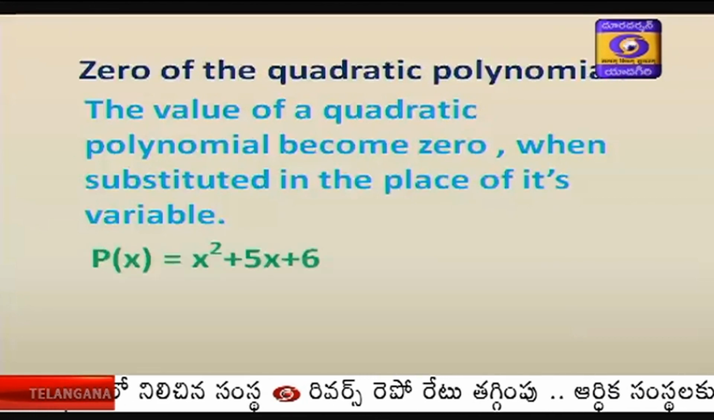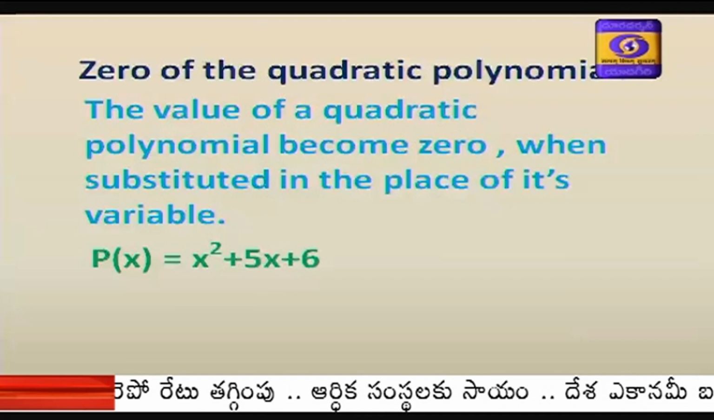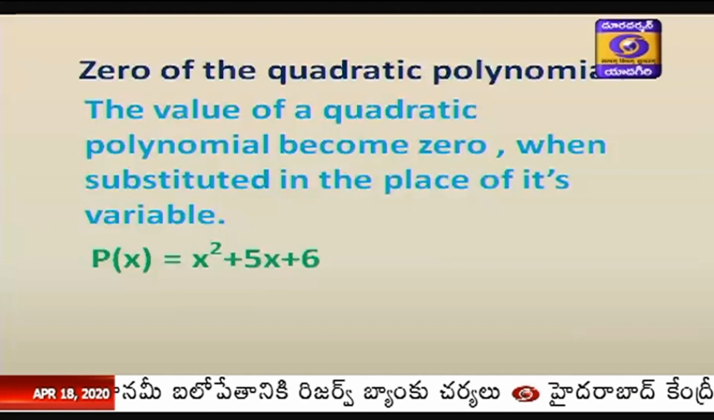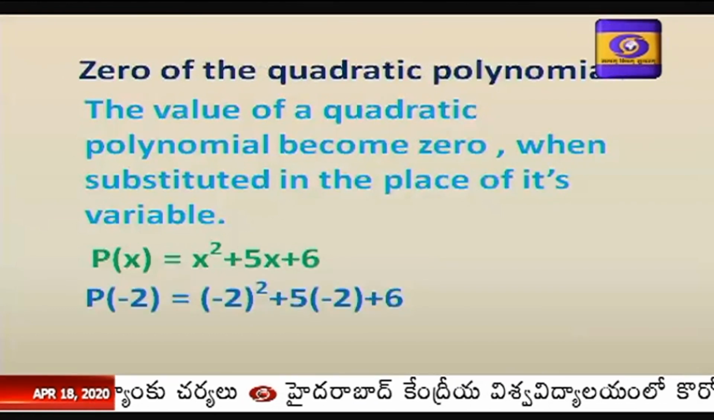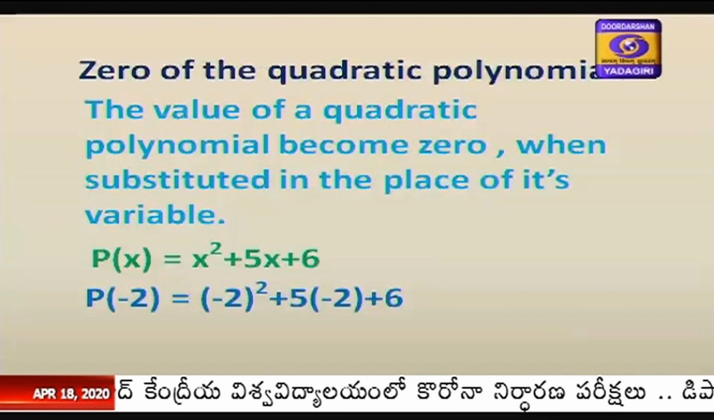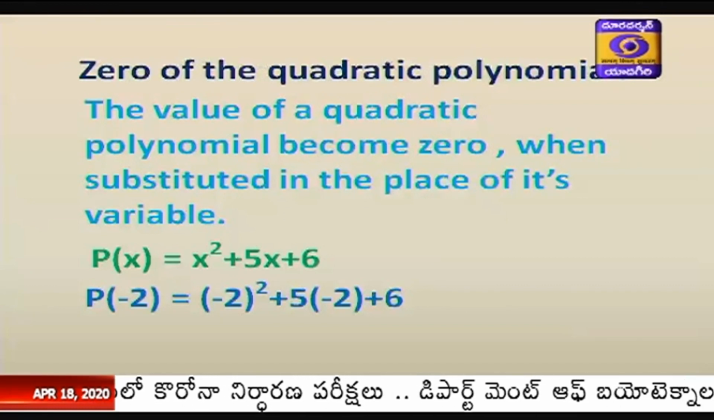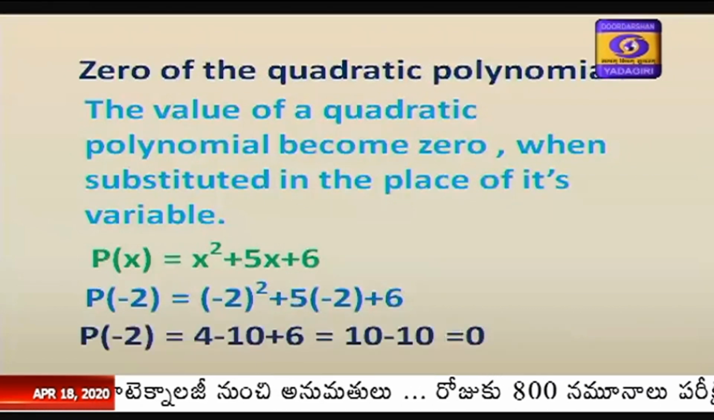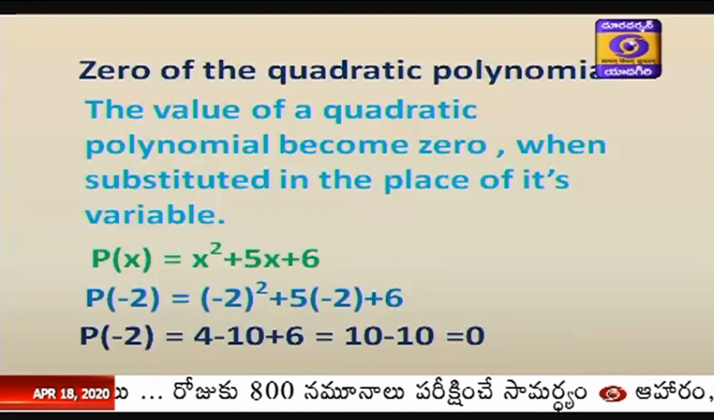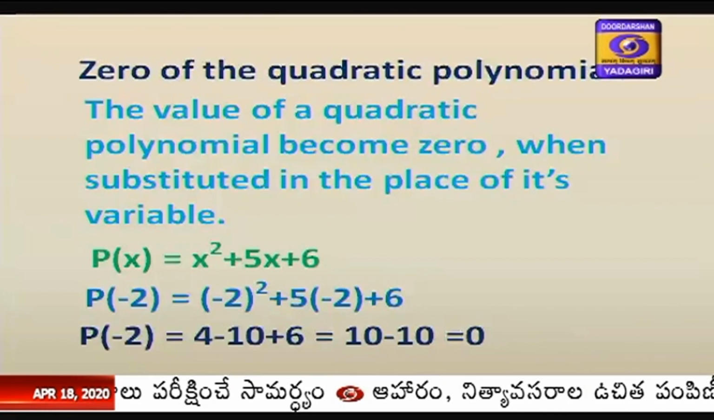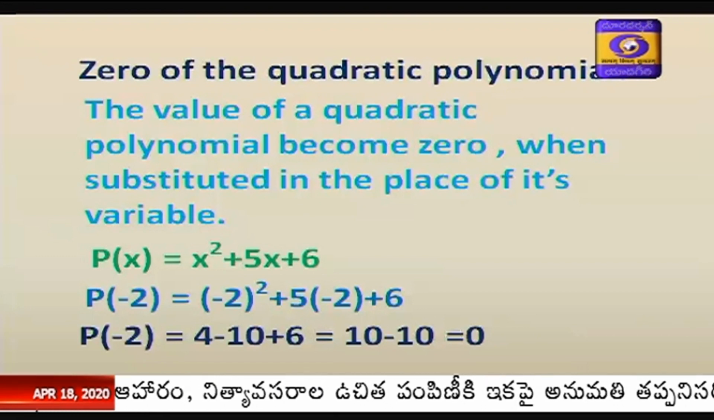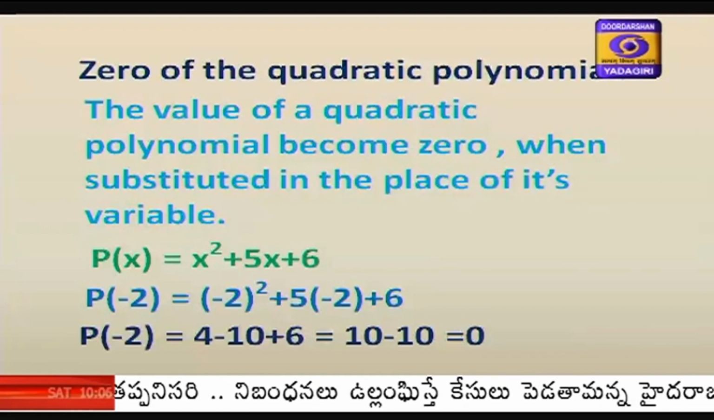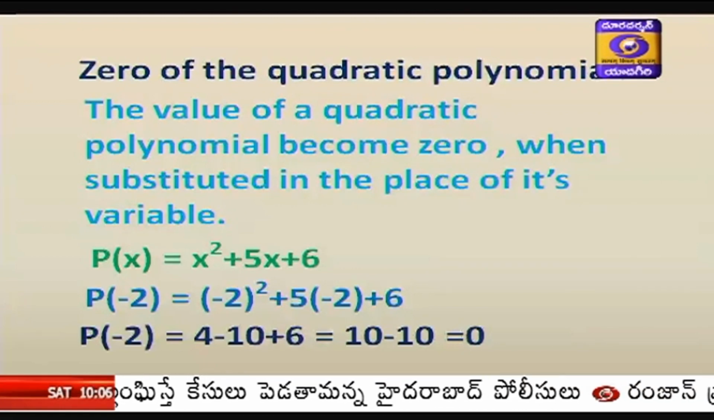Then we will consider one example. Look, p(x) = x² + 5x + 6. In the place of x, let us substitute -2. Then (-2)² + 5 × (-2) + 6. What does it become? p(-2) = 4 - 10 + 6, that is 10 - 10 = 0. Then we can call -2 a zero of the quadratic polynomial.